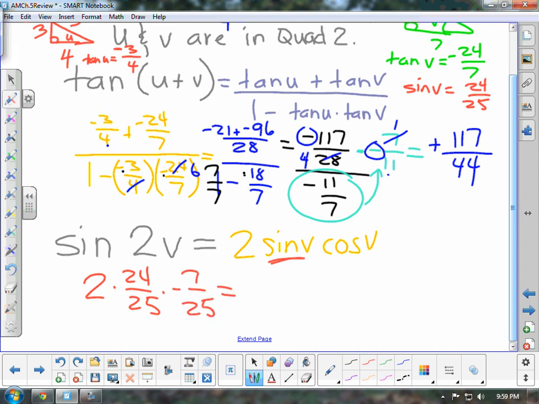And now it's just a matter of multiplying 2 over 1 times 24 over 25 times the negative 7 over 25. So the denominator is 625 and the numerator is a negative 336. And that's what the sine of 2v is. And that concludes day 2's test.